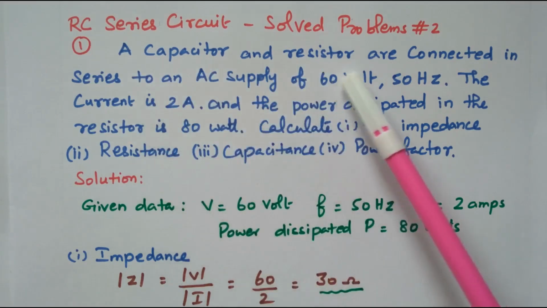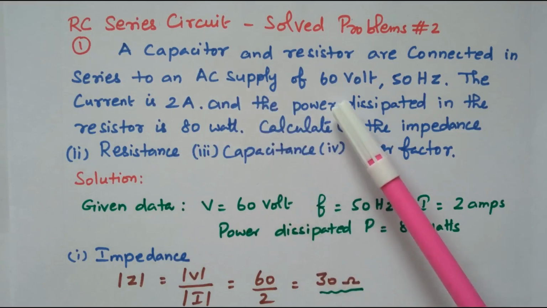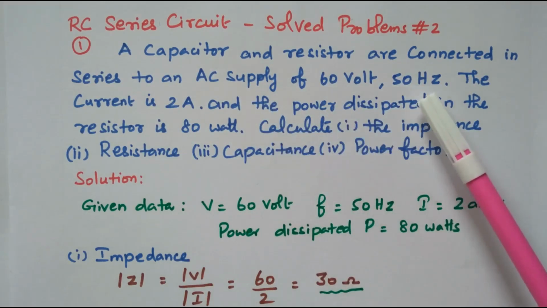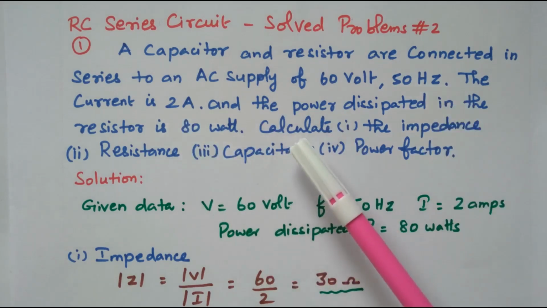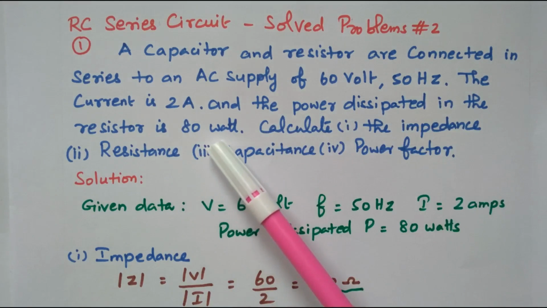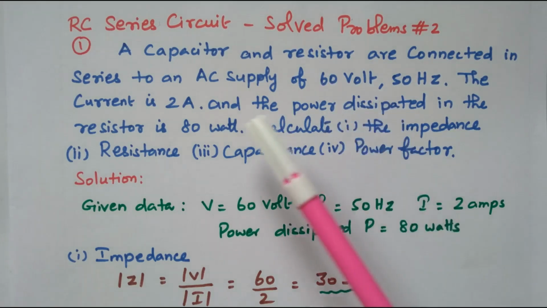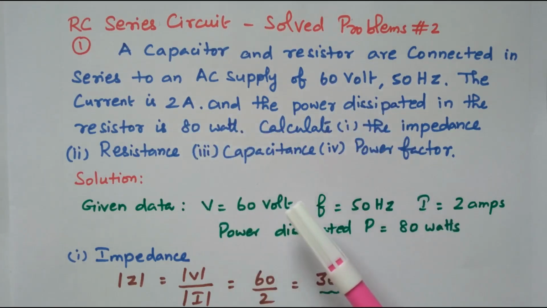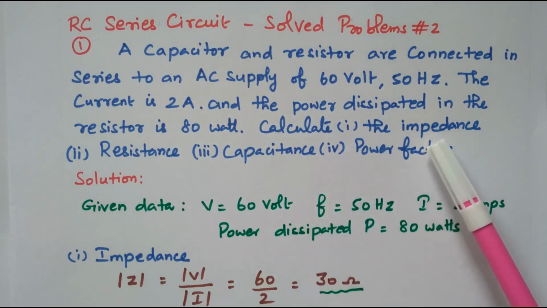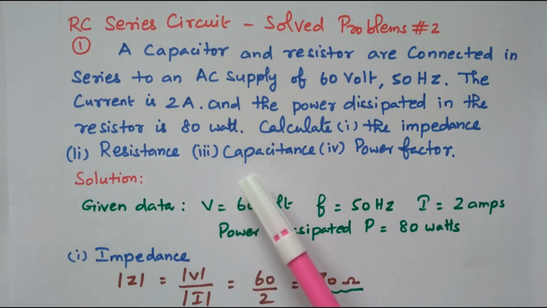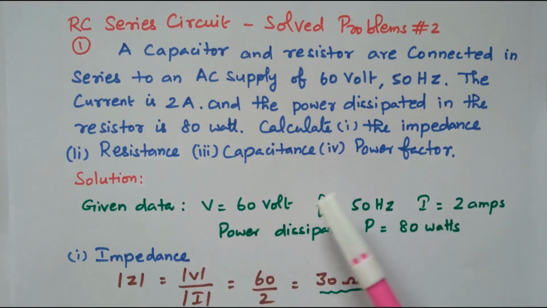A capacitor and resistor are connected in series to an AC supply of 60 volts, 50 hertz. The current is 2 ampere and the power dissipated in the resistor is 80 watts. We need to find the impedance of the circuit, the value of resistance, capacitance and power factor. So the given data is: voltage is 60 volt, frequency is 50 hertz, current is 2 ampere, and power dissipated in the resistor is 80 watts.